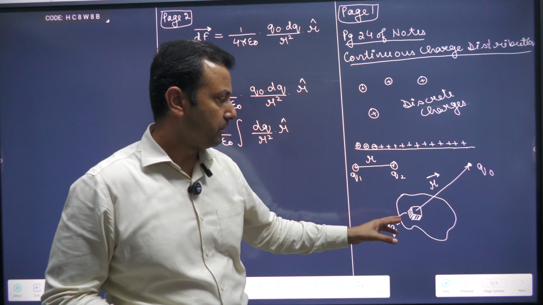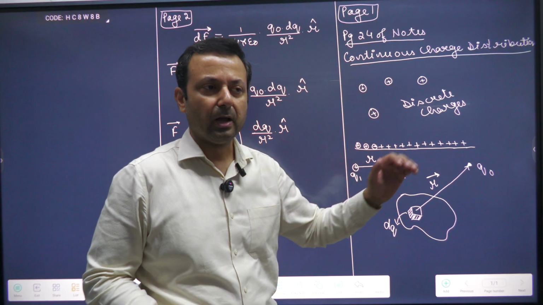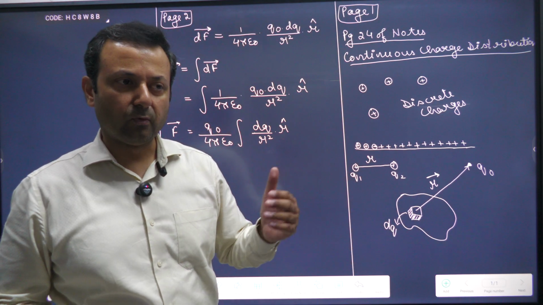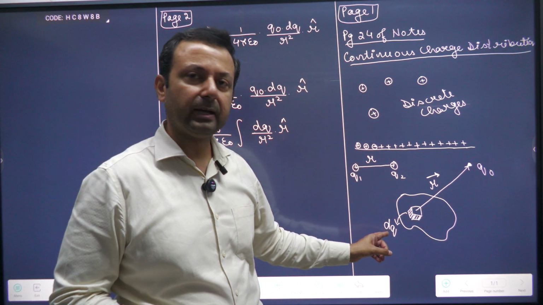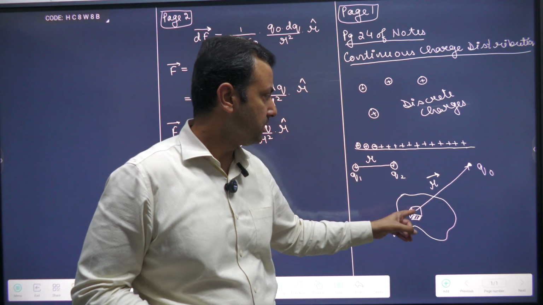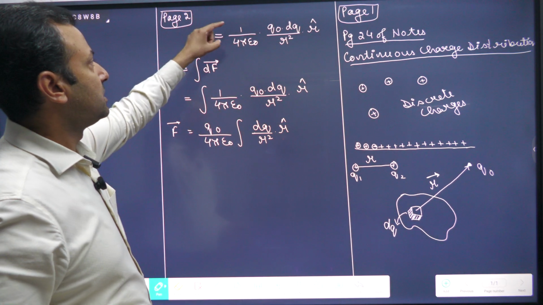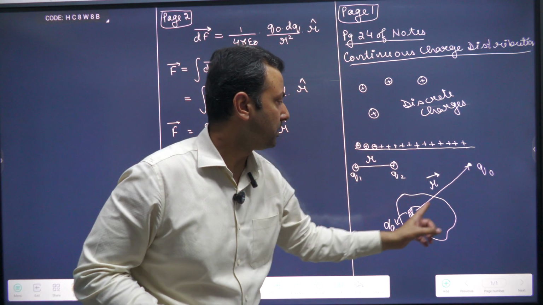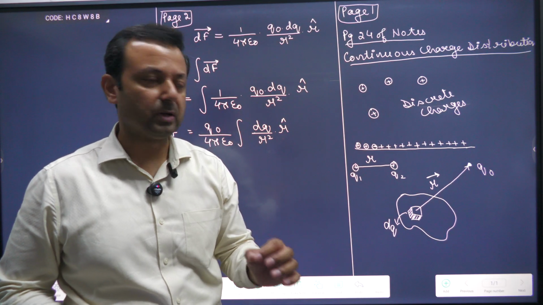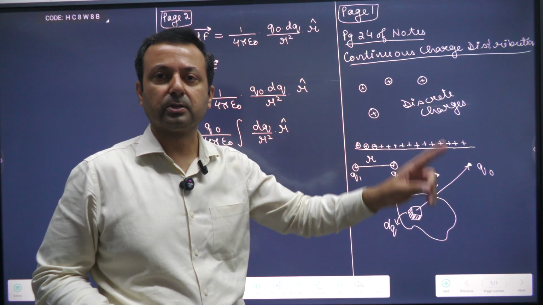Now there is a charge q naught which is outside this shape, and I want to calculate the force between dq and q naught. That force will be 1 upon 4 pi epsilon naught. dq will behave like q1, q naught will behave like q2. So dq q naught upon r square, where r is the distance between them. So the small amount of force dF is 1 upon 4 pi epsilon naught q naught dq upon r square r cap, where r cap is the unit vector, because this is also a positive charge, and a positive charge will repel a positive charge.